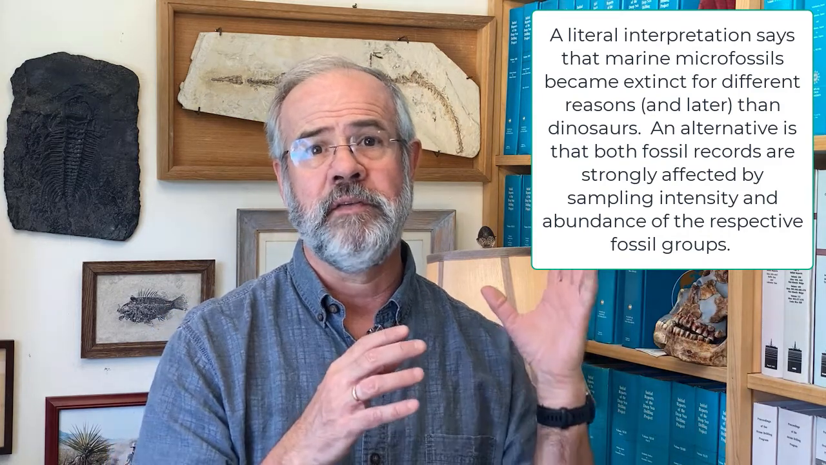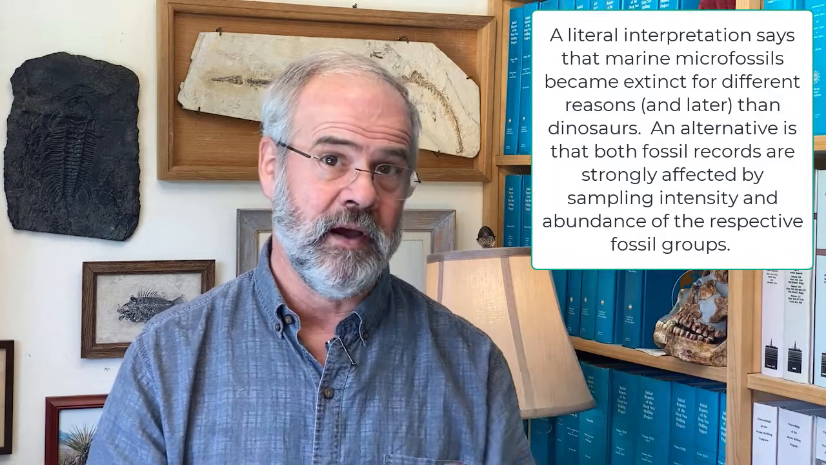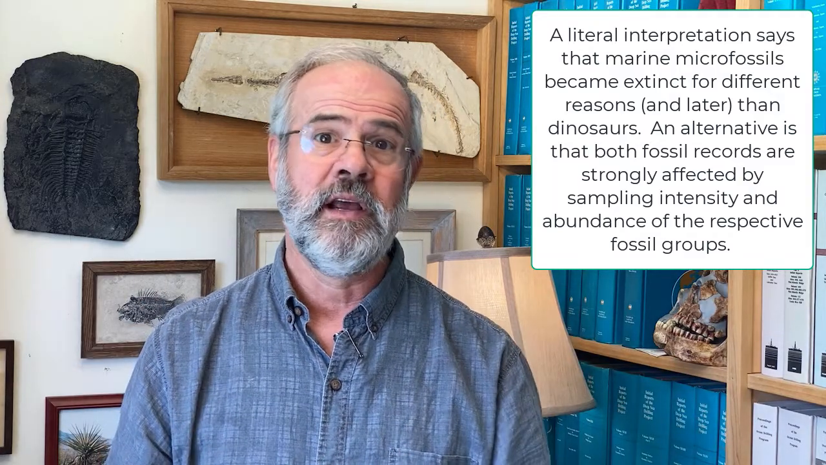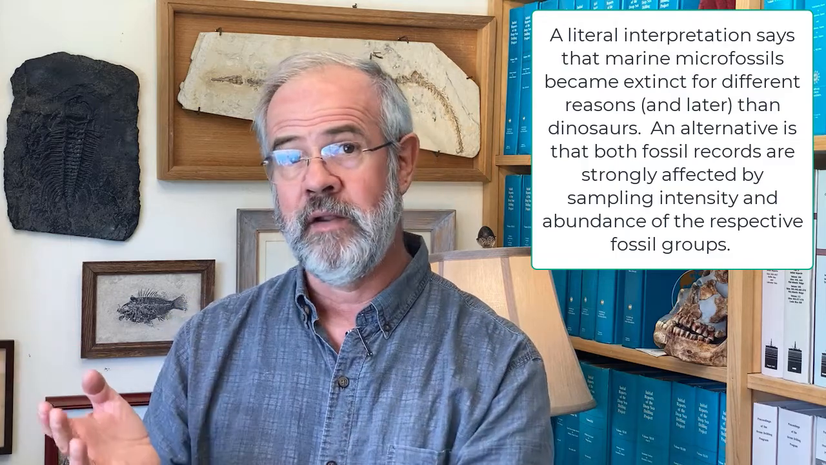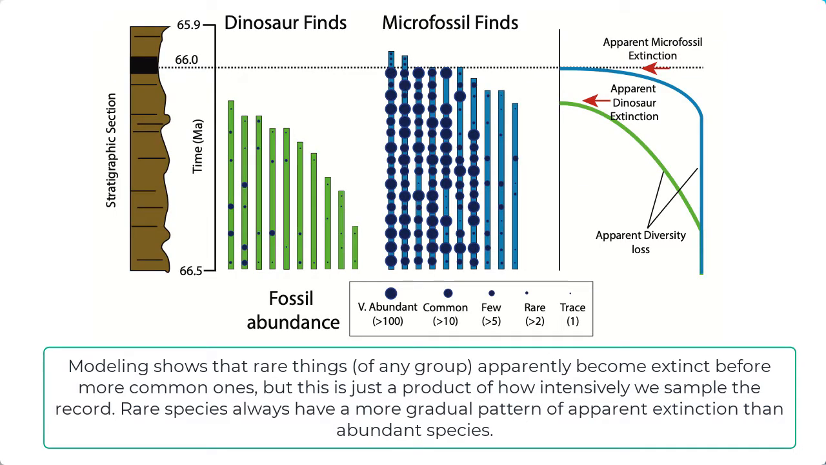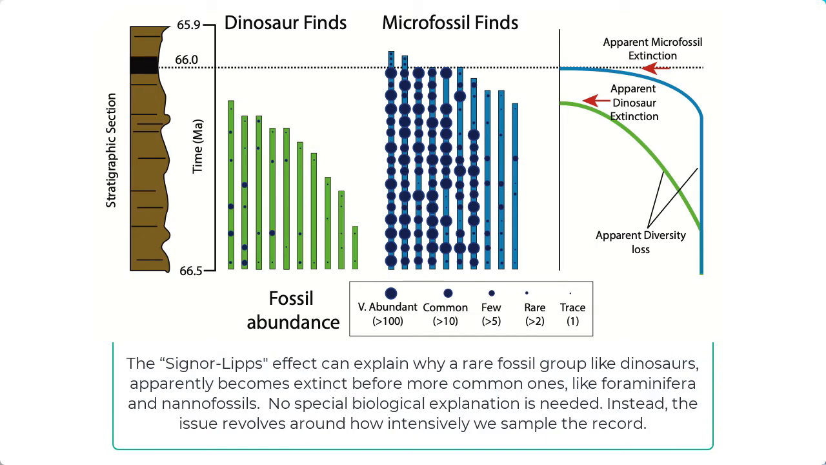Alternatively, there is the possibility that the record is strongly affected by sampling effects that disappear or at least are minimized when you increase your sampling effort, either of dinosaurs or of foraminifera. As it happens, we can easily model this problem of sampling. What we find is that rare species tend to become extinct before common species in any given stratigraphic section and any particular kind of fossils. Rare species always appear to have a more gradual pattern of disappearance than more common things, simply because we are much more likely to find common species than rare ones. This pervasive pattern has been called the Signor-Lipps effect, after its describers, Phil Signor and Jerry Lipps.